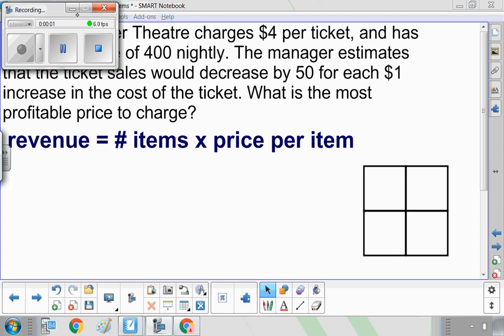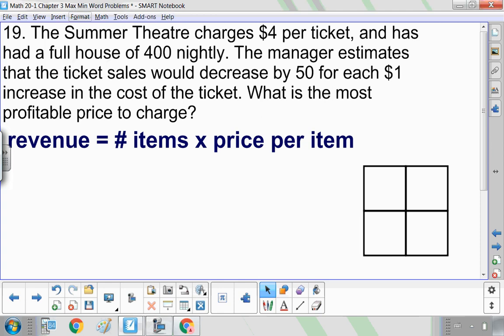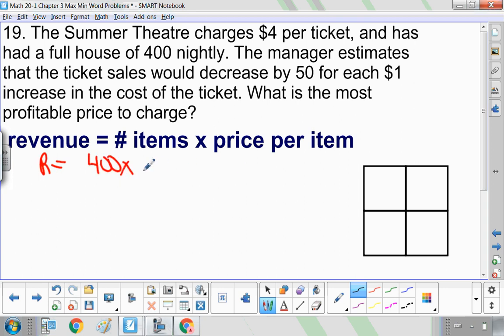Okay, in this question we have another revenue question. So we have a theater charging $4 a ticket and had a full house at 400 people nightly. So their revenue is going to be the number of items, which is the people, 400, multiplied by the price per item, which is the ticket, which is 4. So currently their revenue is $1,600.